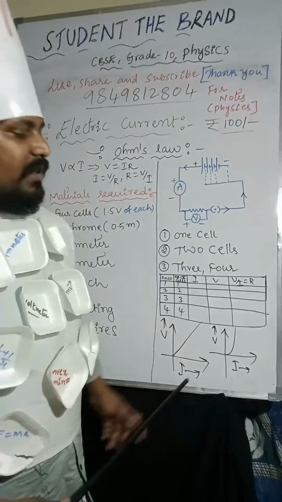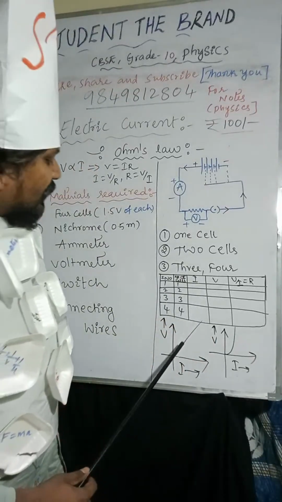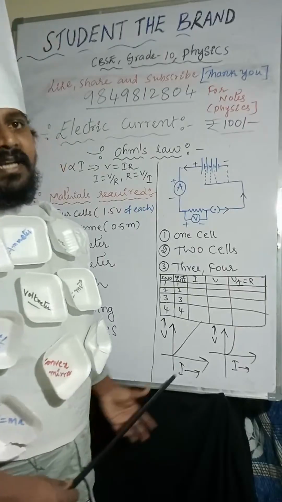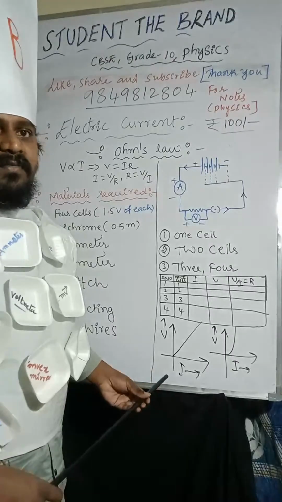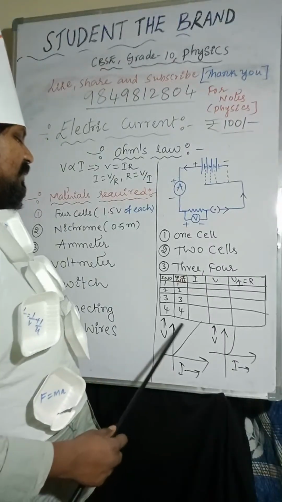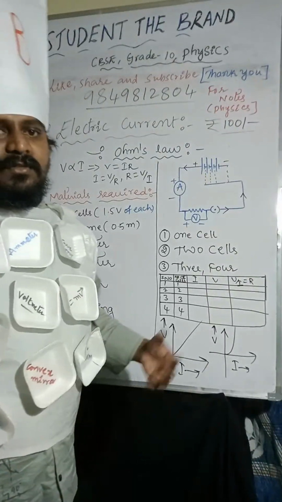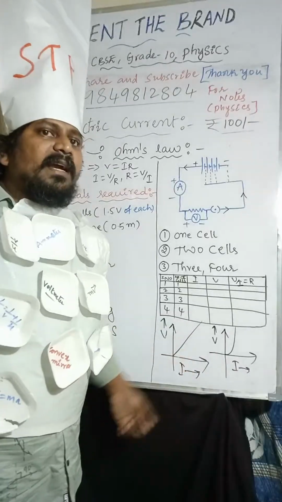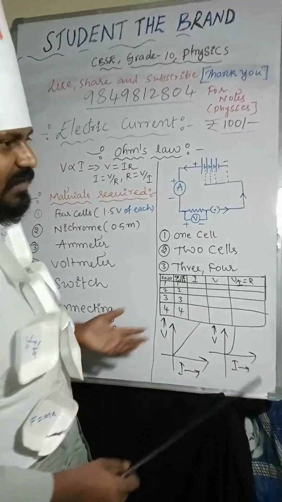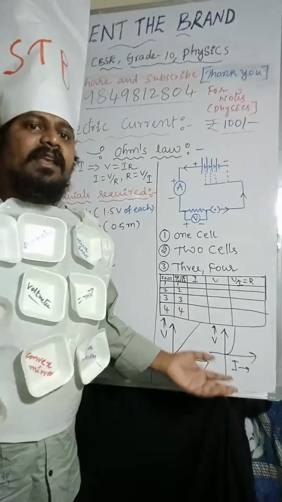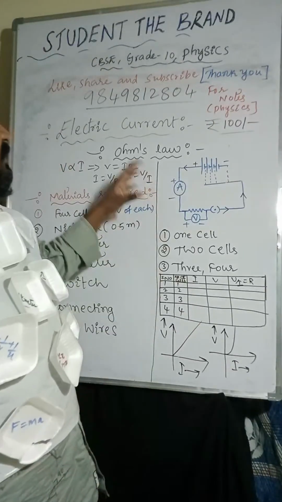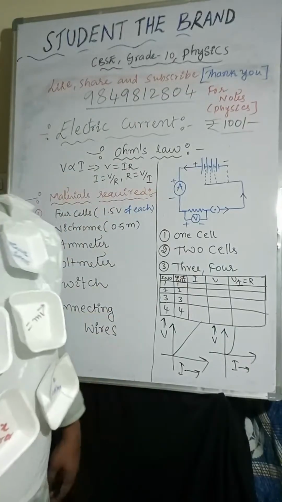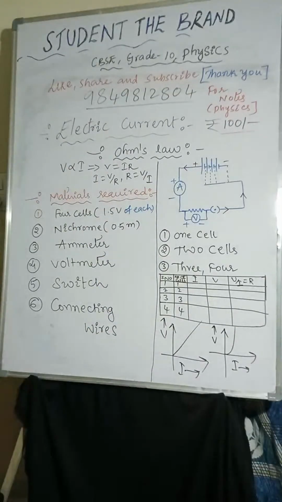Here the VI graph is a straight line starting from the origin, and this is for an ohmic conductor. The conductors which obey Ohm's law are called ohmic conductors, and the conductors which do not obey Ohm's law are called non-ohmic conductors. So this is completely about Ohm's law.